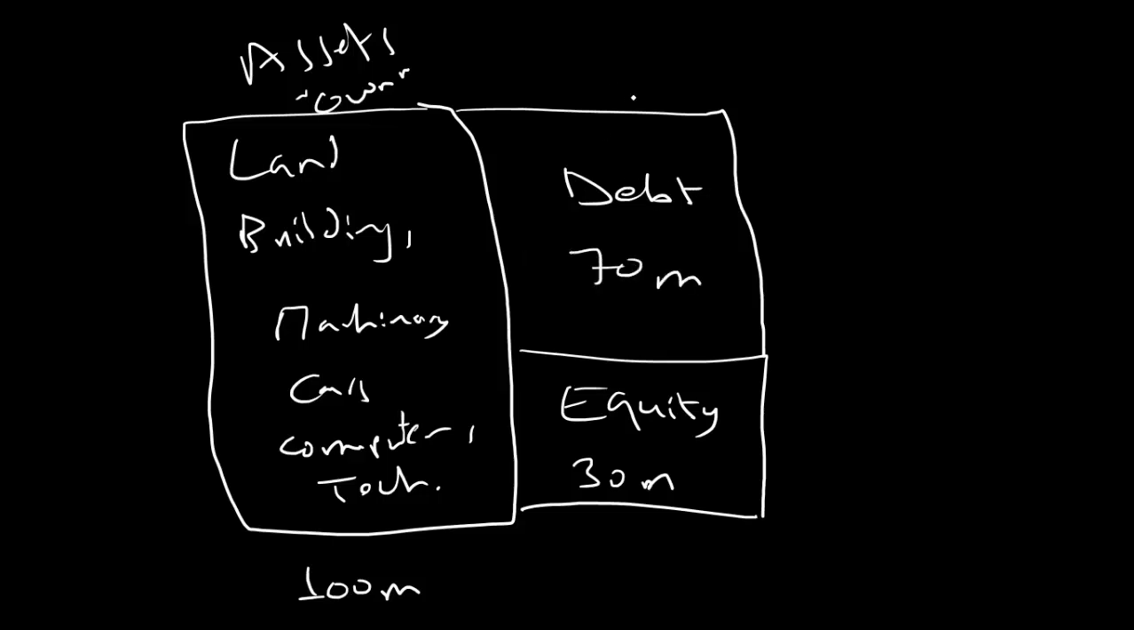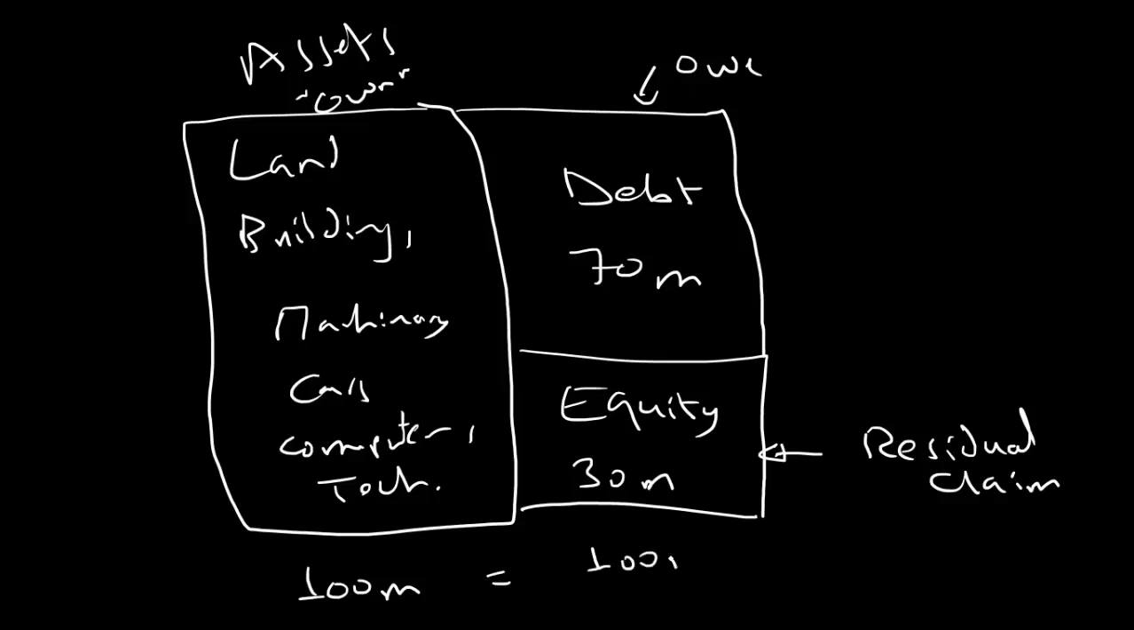So what do I mean by that? This is what the firm owes, which means the firm needs to pay this amount of money in the future. Equity, this is the value left for owners, shareholders. That's why we call it residual claim. So debt plus equity, 70 million plus 30 million is equal to 100 million.